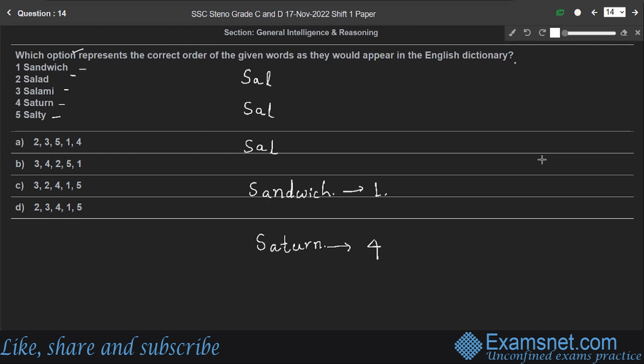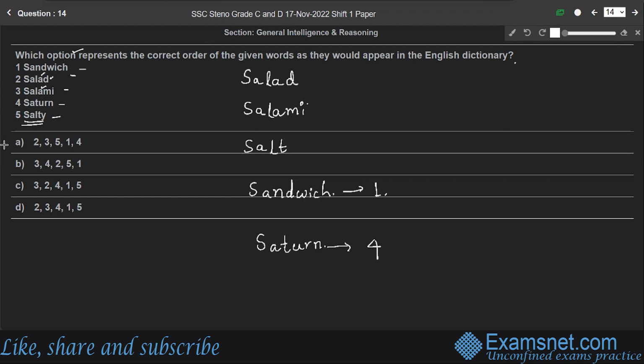Sandwich is the first word in the given order. Now let us arrange the first 3 words. Which is the first word among salad, salami, and salty? After L, A comes in salad, and even in salami. So S-A-L-A, S-A-L-A, and the 5th letters are D and M. D comes before M, therefore salad will be the first word. Next comes salami, and lastly the remaining word is salty. T comes after A.